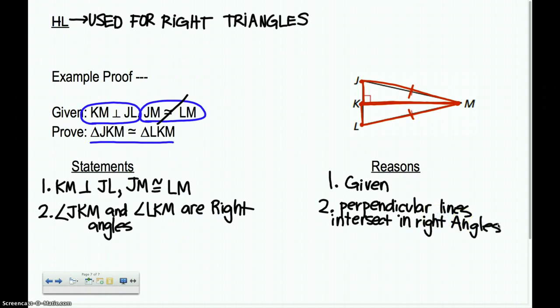So for HL, we have now shown part of what we need. We have to show right triangles. We've shown right angles. We're good to go. We can even mark it. There's one, there's the other. Just like we marked congruent before, let's mark that right triangle.